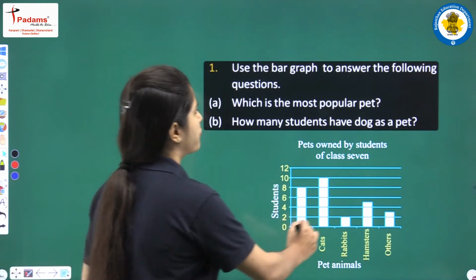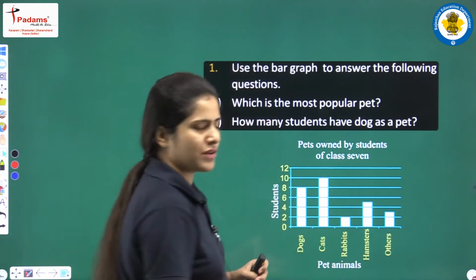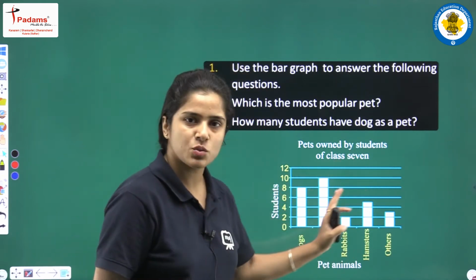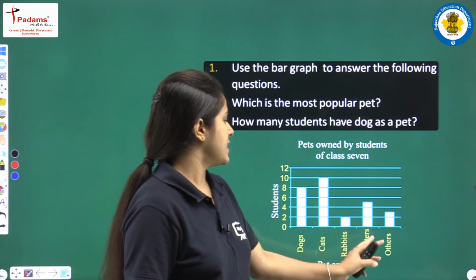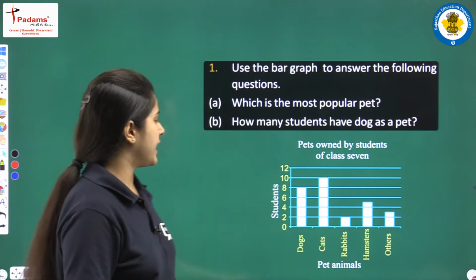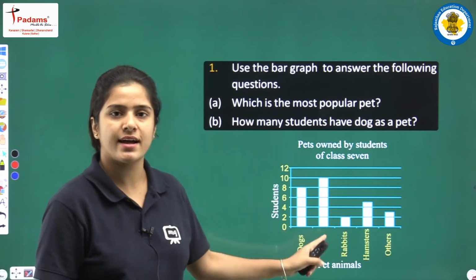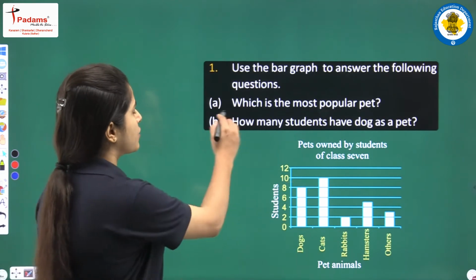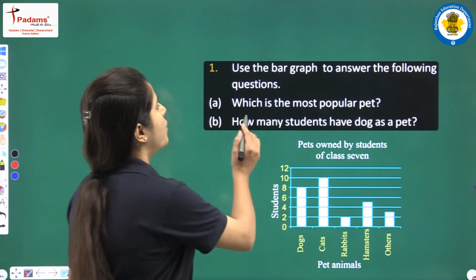This is the bar graph given to you. Pets owned by students of class 7. Class 7 students own a pet: dogs, cats, rabbits, hamsters and others. Students, these are the pet animals and these are the students. How many students have pet dogs, cats? Okay, like that.